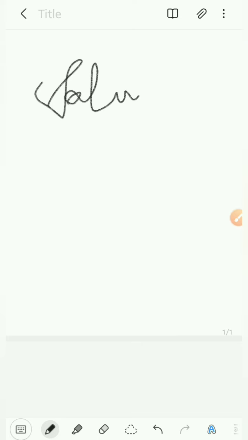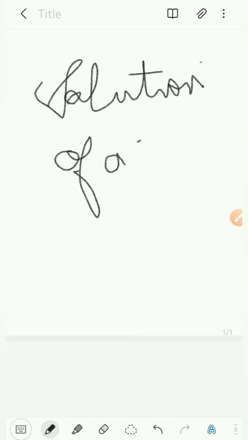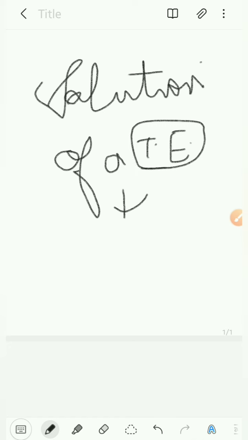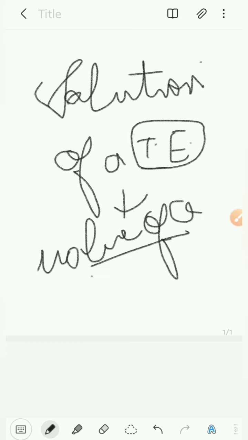What is the solution of a trigonometric equation? See, TE I am writing for trigonometric equation. Solution of a trigonometric equation means the answer of a trigonometric equation. I said that in a trigonometric equation you will have a variable theta. So the value of that variable theta will be called the solution of a trigonometric equation, the value which we will get after solving the trigonometric equation.